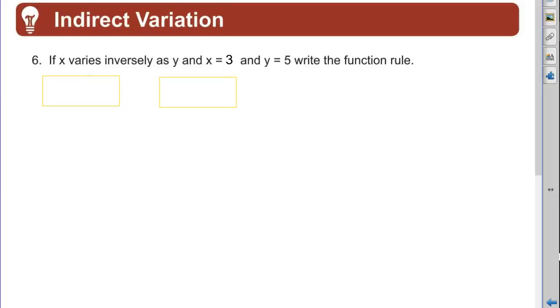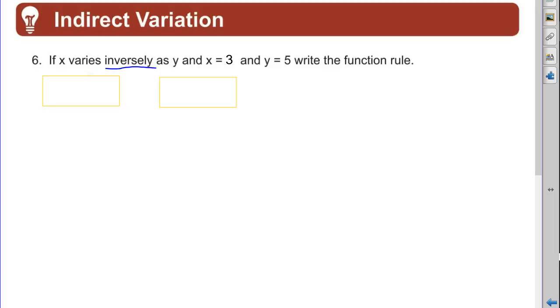Okay, so this is the quick review of indirect variation, also called inverse variation. That's interchangeable. We know it's an inverse variation because they tell us so. They say x varies inversely as y, and they give us values for x and values for y. All right, so it's important that you understand the relationship between x and y.